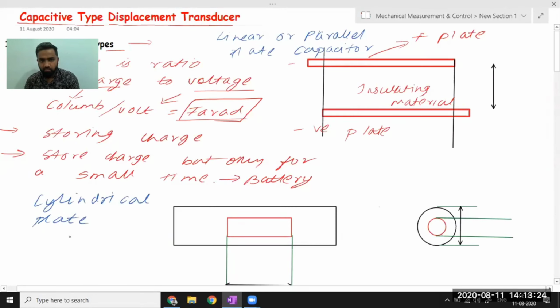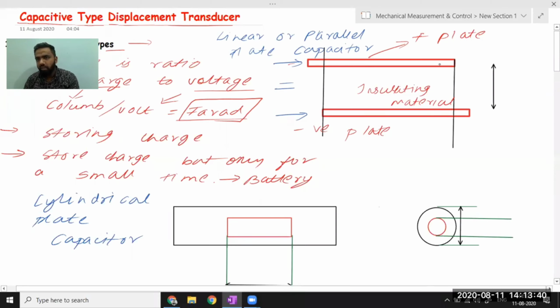Okay, there are two types basically. I've drawn both the two types. Now in the parallel plate, what happens, the plates are kept parallel to each other. You can see this plate and you can see this plate. Both the plates are kept parallel to each other.